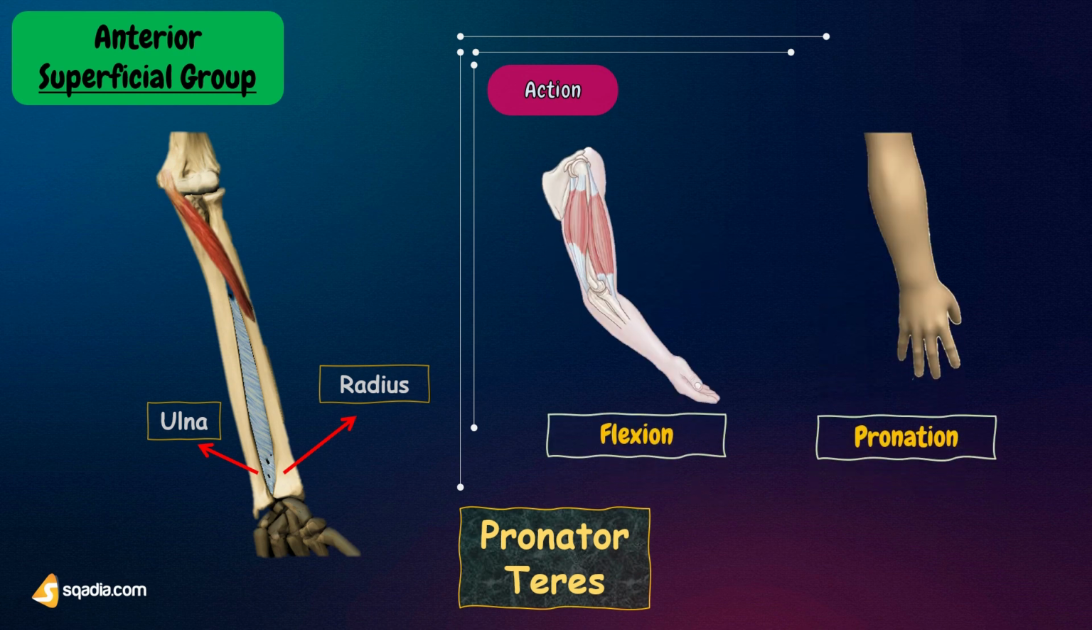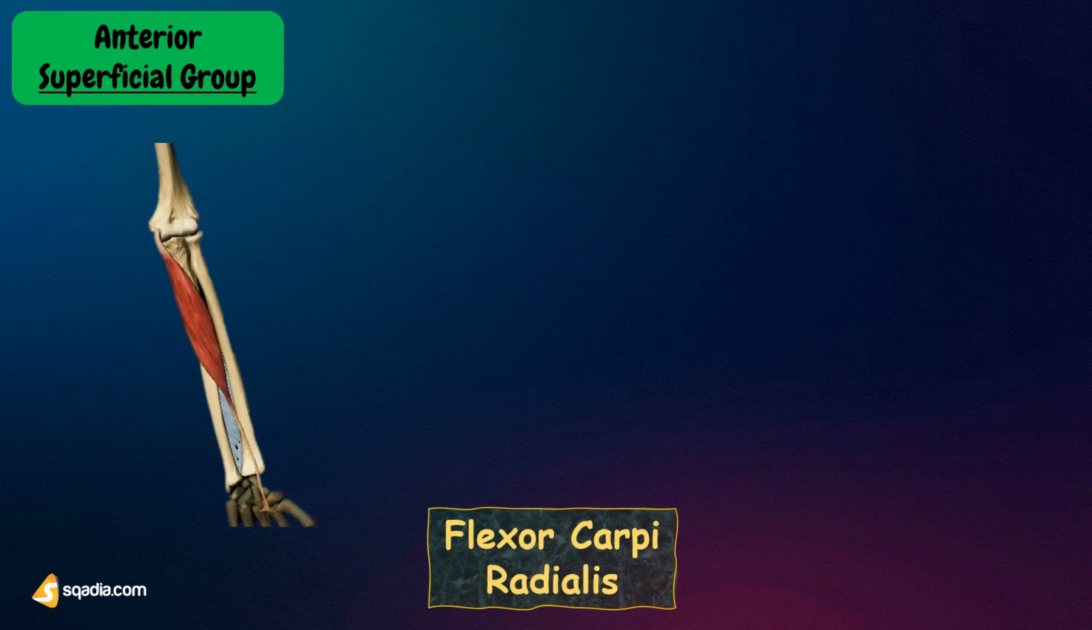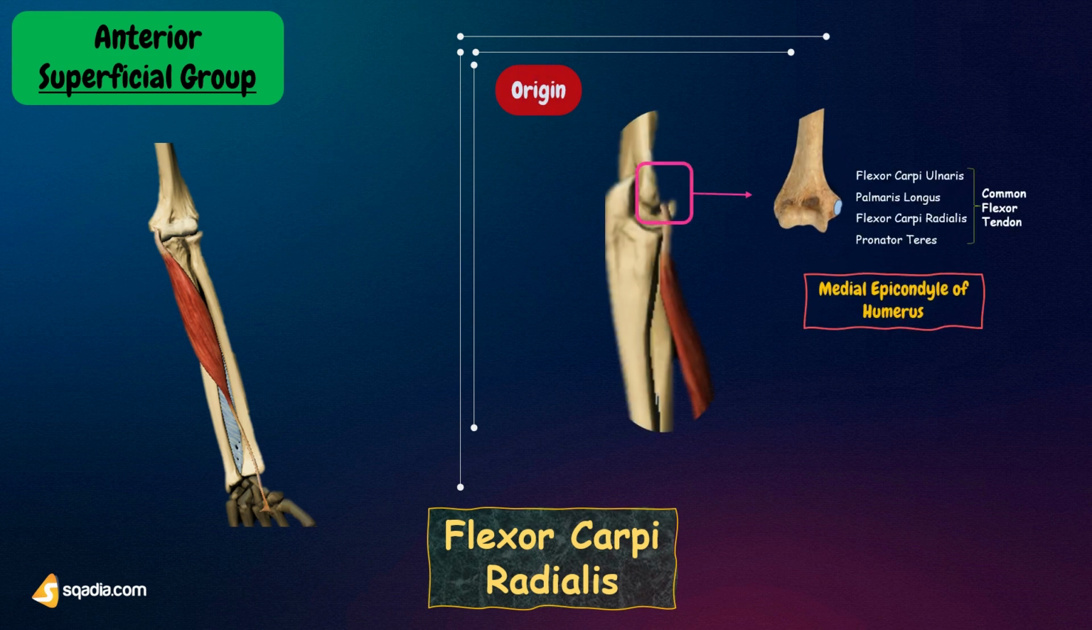As for the action of the pronator teres muscle, it is a muscle of the flexor compartment of the forearm, so its action is flexion and pronation at the forearm. The next muscle in the ventral superficial group is the flexor carpi radialis. It takes origin from the medial epicondyle of the humerus, the deep fascia of the forearm, and the intermuscular septa.